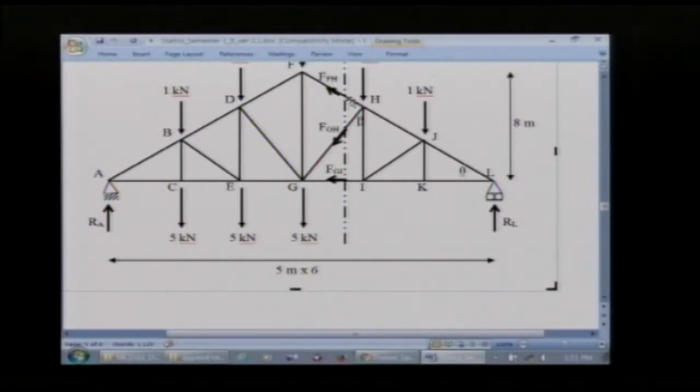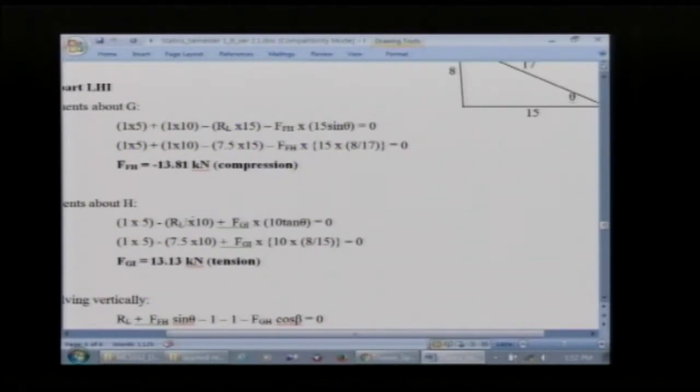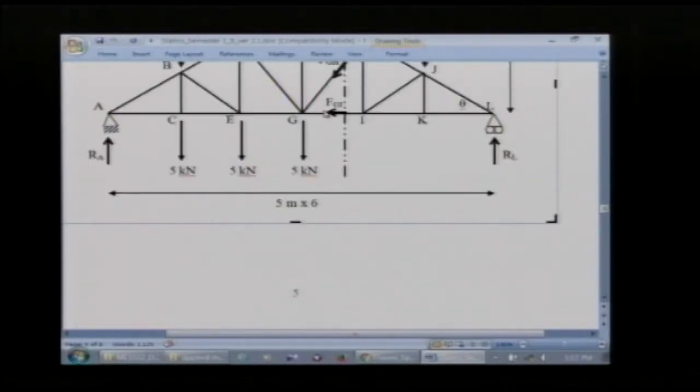Now you take moments about H. If you take moments about H, moments due to these two forces vanish, moment due to this one also vanishes. So it's just FGI into that distance. What is that distance? It is 10 times tan theta, no? FGI into 10 tan theta, plus 1 into 5, but that will also be a clockwise moment. RL times 10, we are taking moments about that now, will be an anti-clockwise moment, right? So RL times 10 is a negative, the other two are positive, and we will find that FGI is in fact a tensile force, right? So FGI is tension, right? This one is tension, okay?